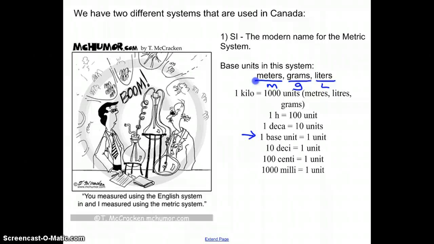Now, when we're working with this, if you're going from a big unit to a smaller unit, you're going to multiply. But if you're going from a smaller unit to a bigger unit, you divide. So that's basically how you can figure out all of these conversions.